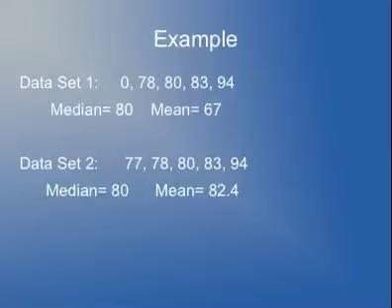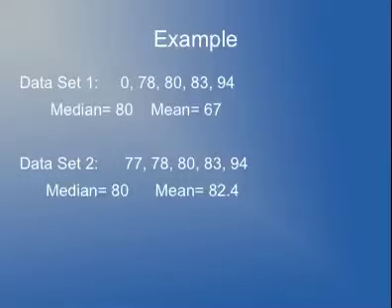So if we had, for instance, a test, and these were test scores. In the first data set, somebody slept through the test, so they got a 0. But if they would have shown up to take the test, they would have gotten a 77, we'll say, for instance. So if you were to look at the first data set, the median is 80, because that's the value right in the middle, but the mean is a 67. Whereas if you had replaced the 0 with a 77, you get a mean of 82.